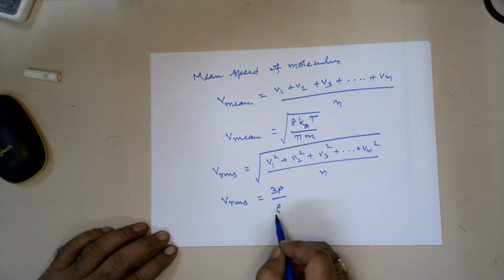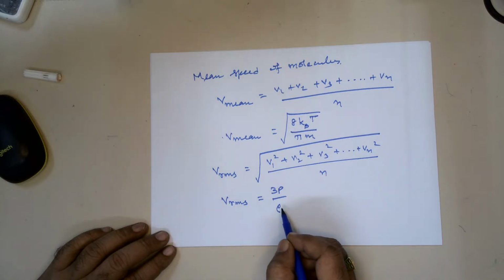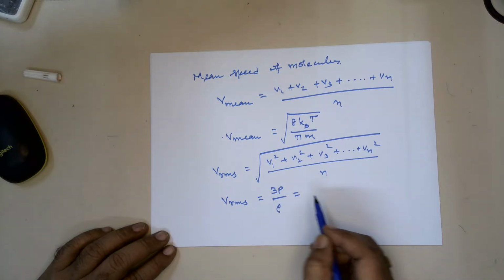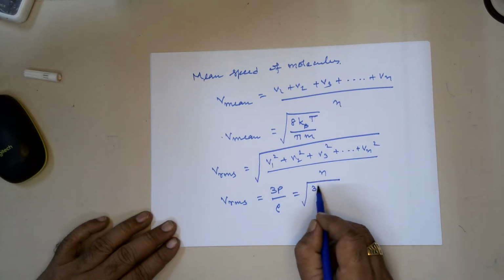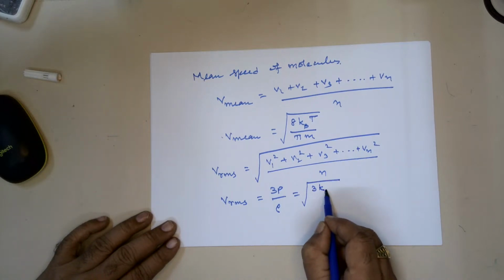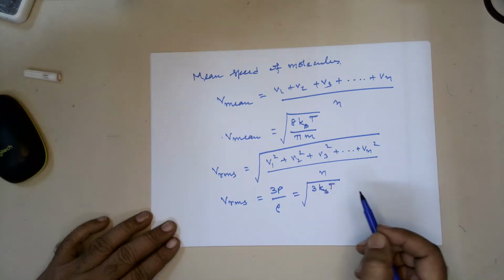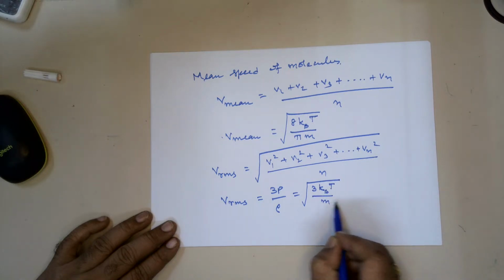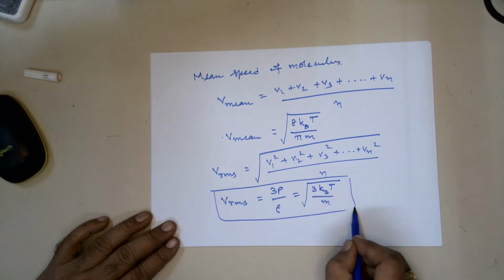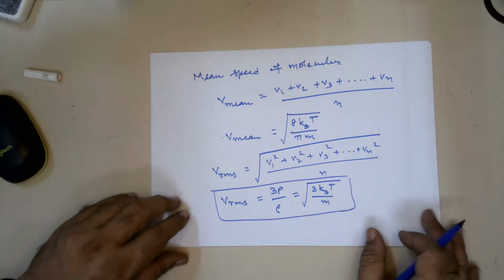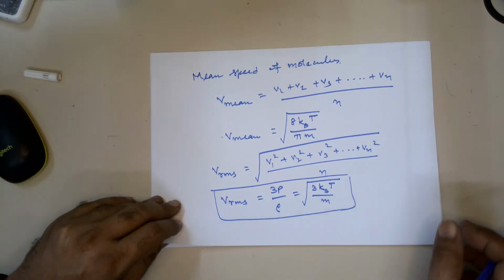Rho is nothing but mass by volume. So that is given as the whole square root of 3 into Boltzmann constant into temperature divided by the mass of the gaseous molecule, one molecule.